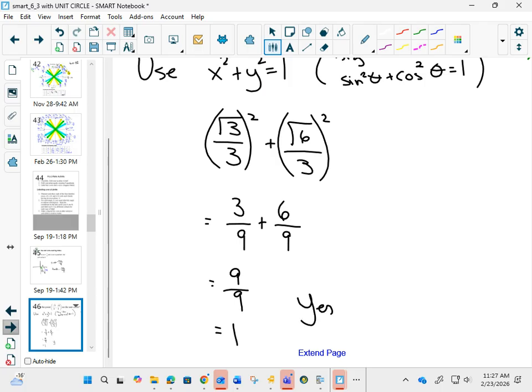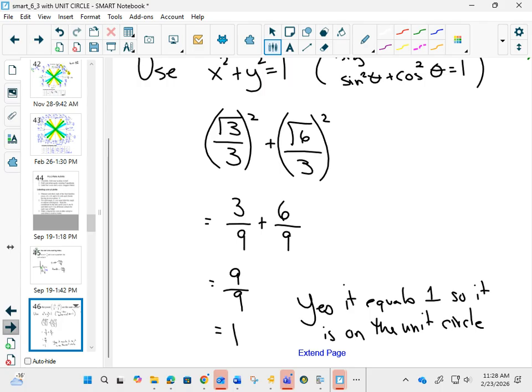So I can say, yes, it equals 1. It is on the unit circle. Okay? This would get you full marks on the exam.